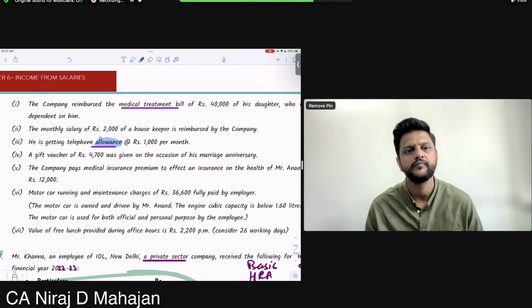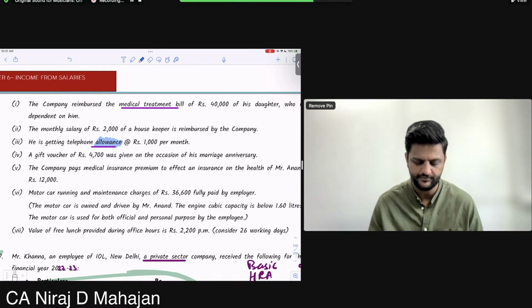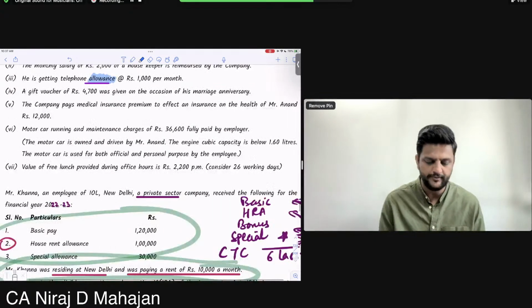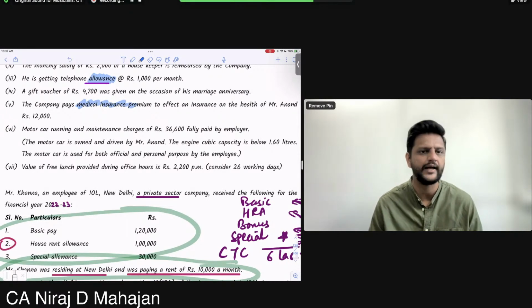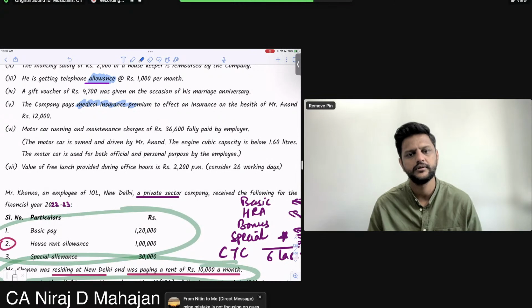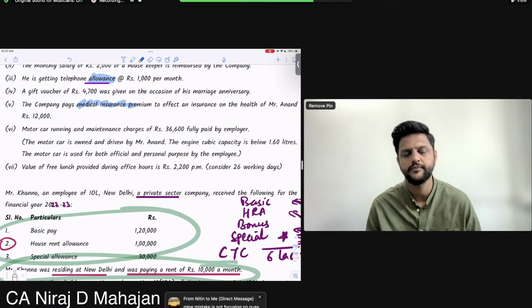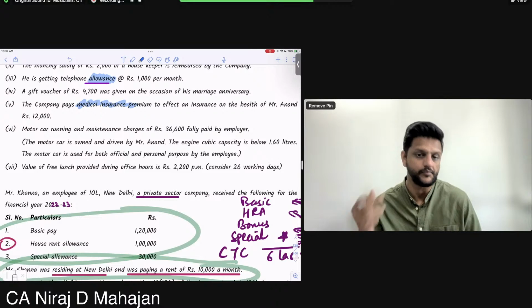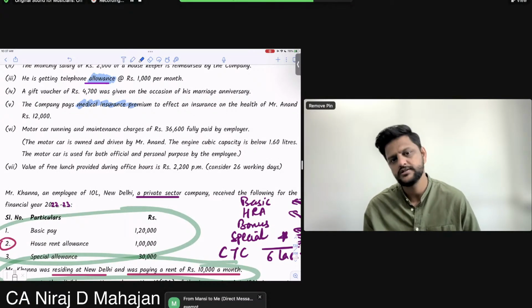Clear? Then gift voucher of 4,700 given on marriage anniversary, so up to 5,000 exempt. Company pays medical insurance premium of 12,000 to effect an insurance on the health of Mr. Anand. Tell me what happens: taxable or exempt? It is exempt. Medical insurance is exempt. Life insurance is taxable.